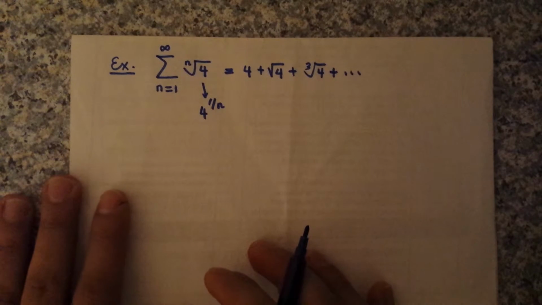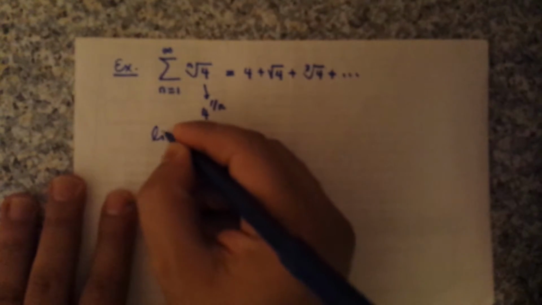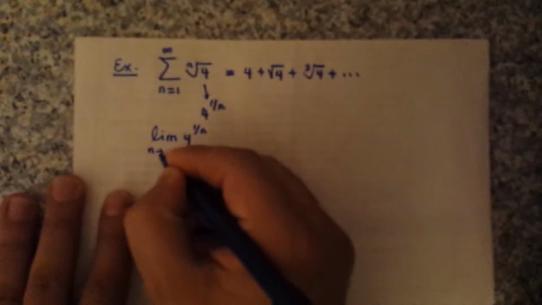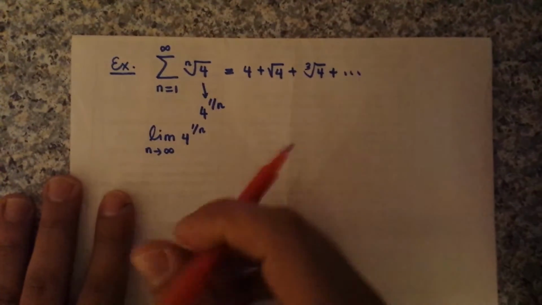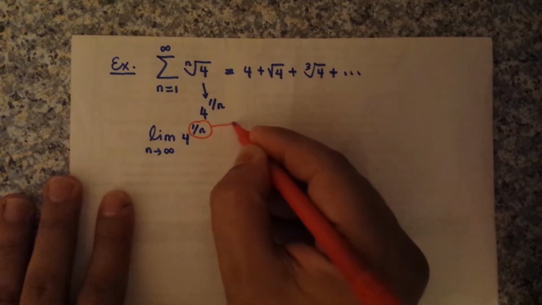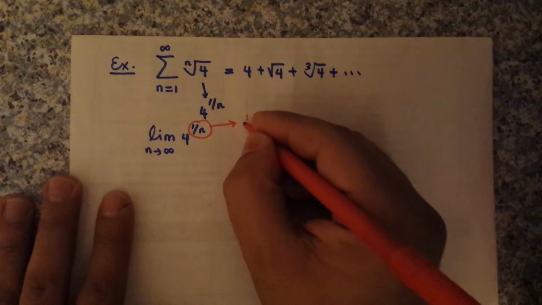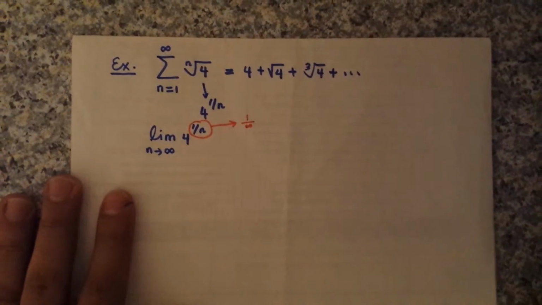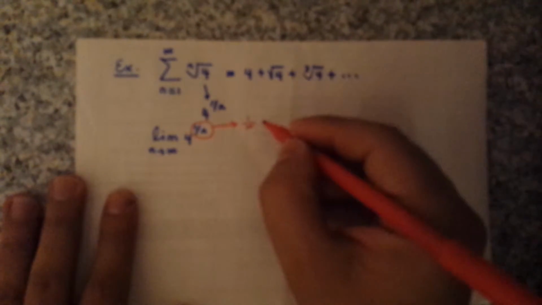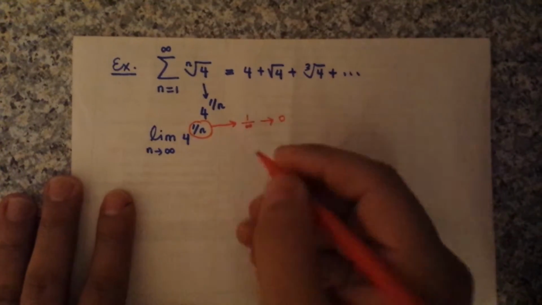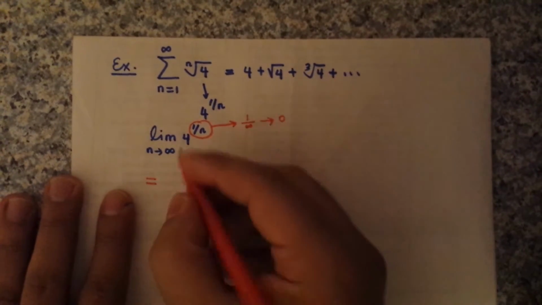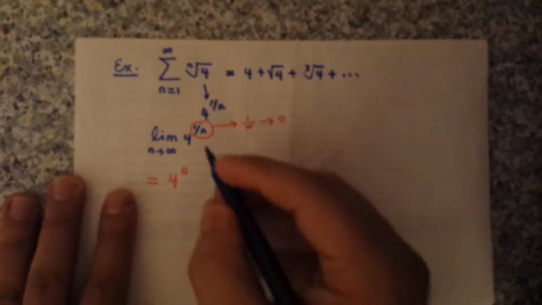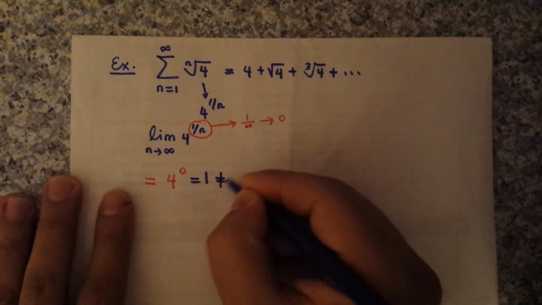If you look at the limit of 4 to the 1 over n, we know n goes to infinity. Now, 1 over n goes to 1 over infinity, which really, you can see the denominator becomes larger, so it goes to 0. So the answer to this limit will be 4 to the 0. And you know 4 to the 0 is what? 1, which is not 0.